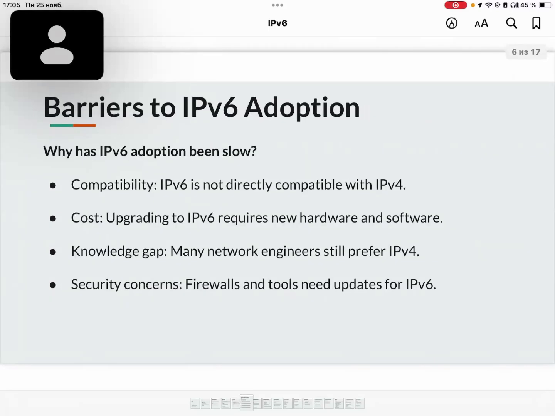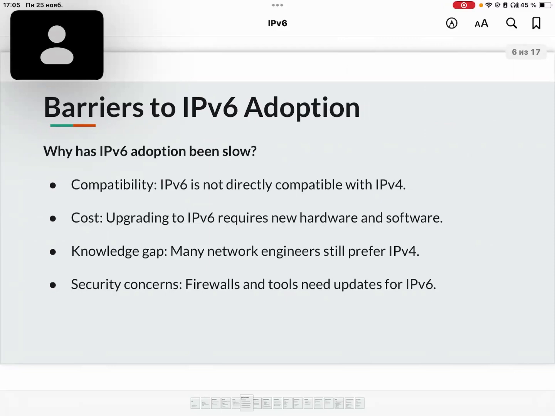However, we have barriers to IPv6 adoption. I will shortly explain them. First, IPv6 and IPv4 are not directly compatible. We will discuss this in the next lecture. We may require dual stack or tunneling solutions.